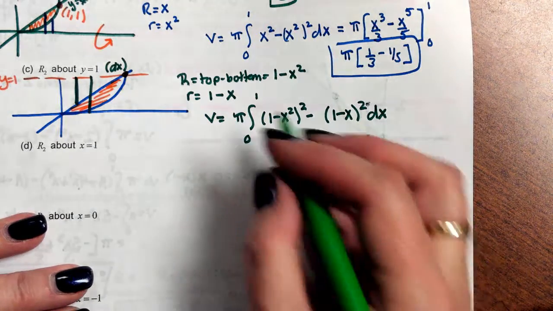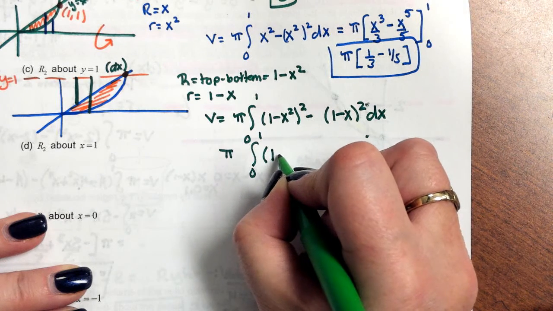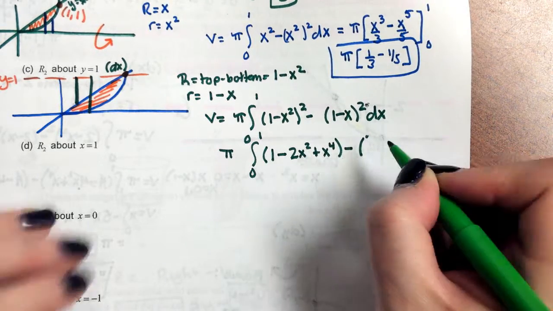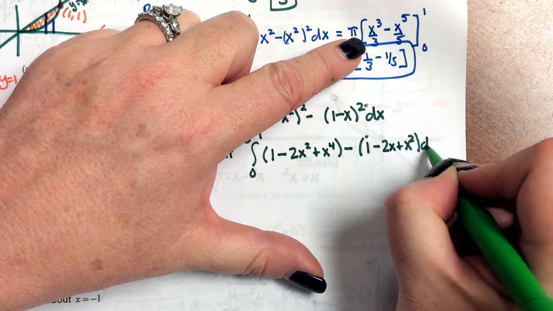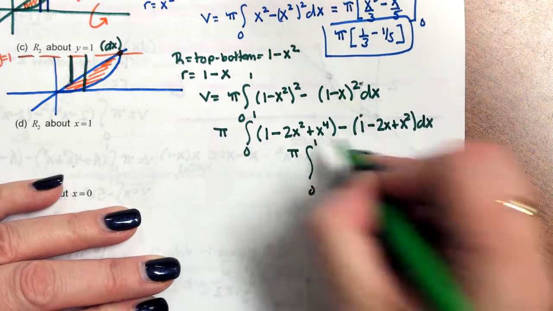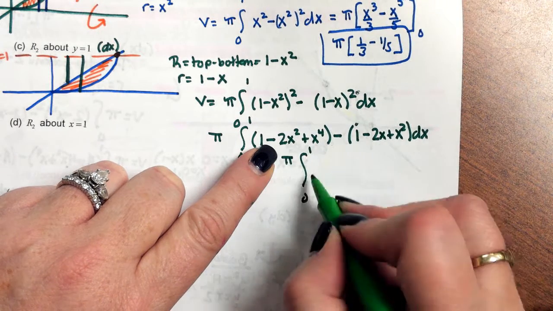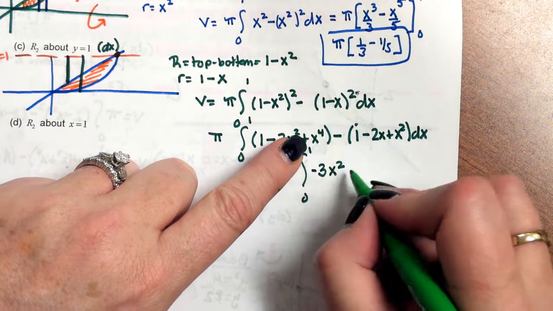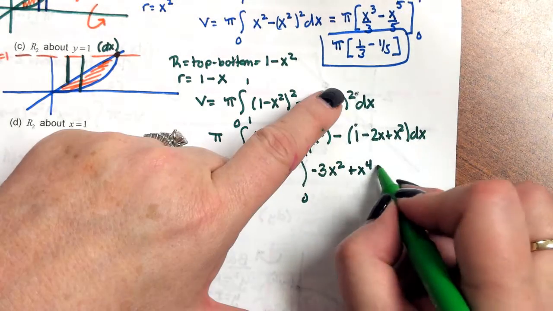So be careful with your foiling. When I FOIL this, it's going to be 1 minus 2x squared plus x to the fourth, minus, watch your signs here, when you FOIL this, that's going to give me 1 minus 2x plus x squared dx. Now you may want to combine as many like terms as you can before you integrate. The 1 minus 1 cancels. Negative 2x squared minus 1x squared is a negative 3x squared. So the ones cancel. I have an x to the fourth, and then I have a plus 2x.